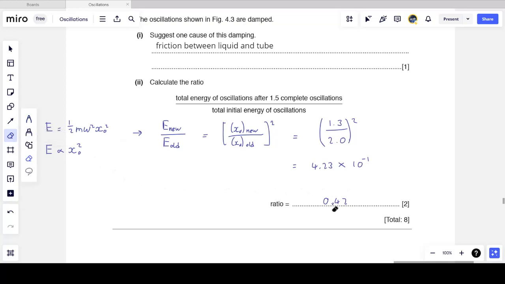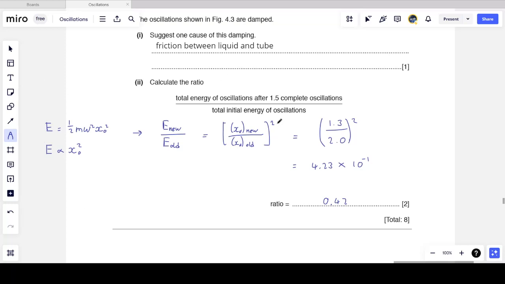We need to know the number of significant figures. It's a calculated value. So 0.42 to two significant figures. So 42% of the energy is lost after simply 1.5 oscillations. It's not a very good system to study simple harmonic motion because although it's a light damping, it's still damping and there's still energy lost at a fairly rapid rate. And so the ratio is 0.42.